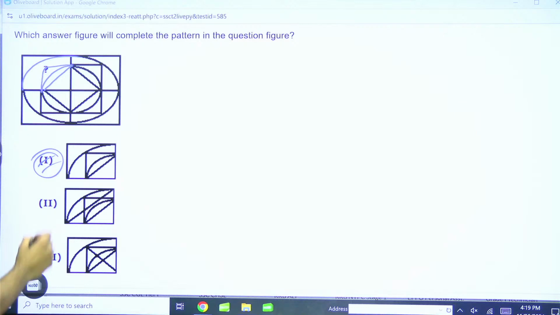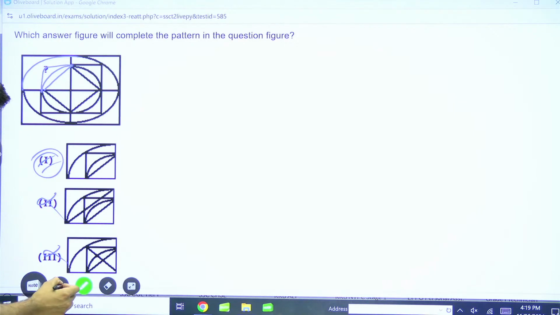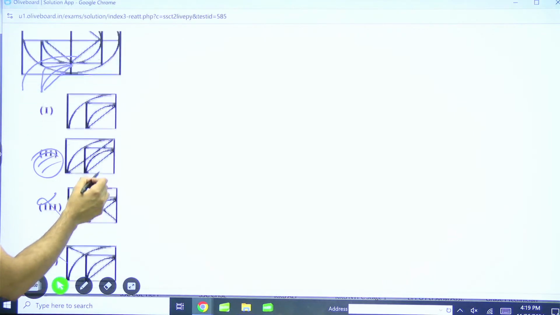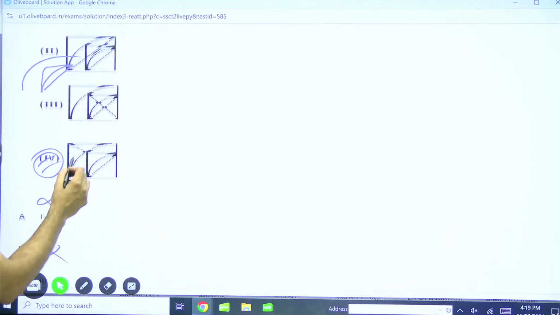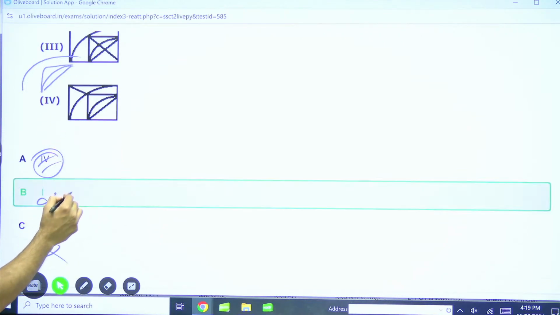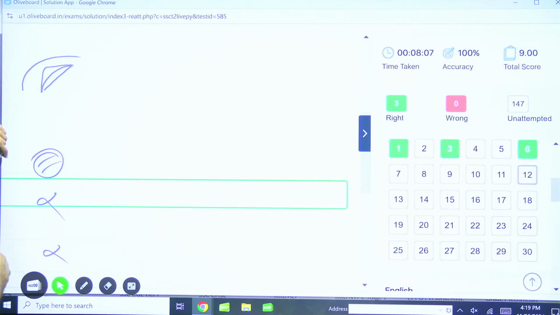Option number 1, I guess. 2 is wrong, 3 is wrong. Let's see other options. 4 is also wrong. Let's mark 1, that is B. Yes, B turns into green. It means we are right.